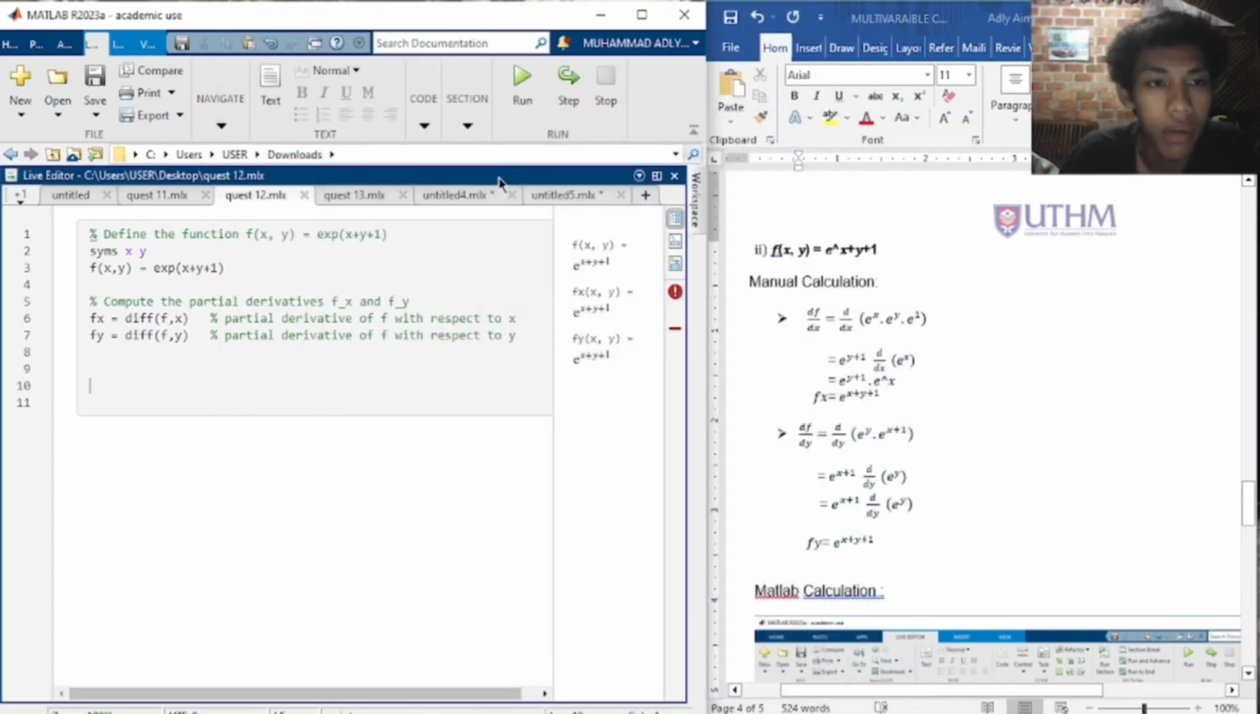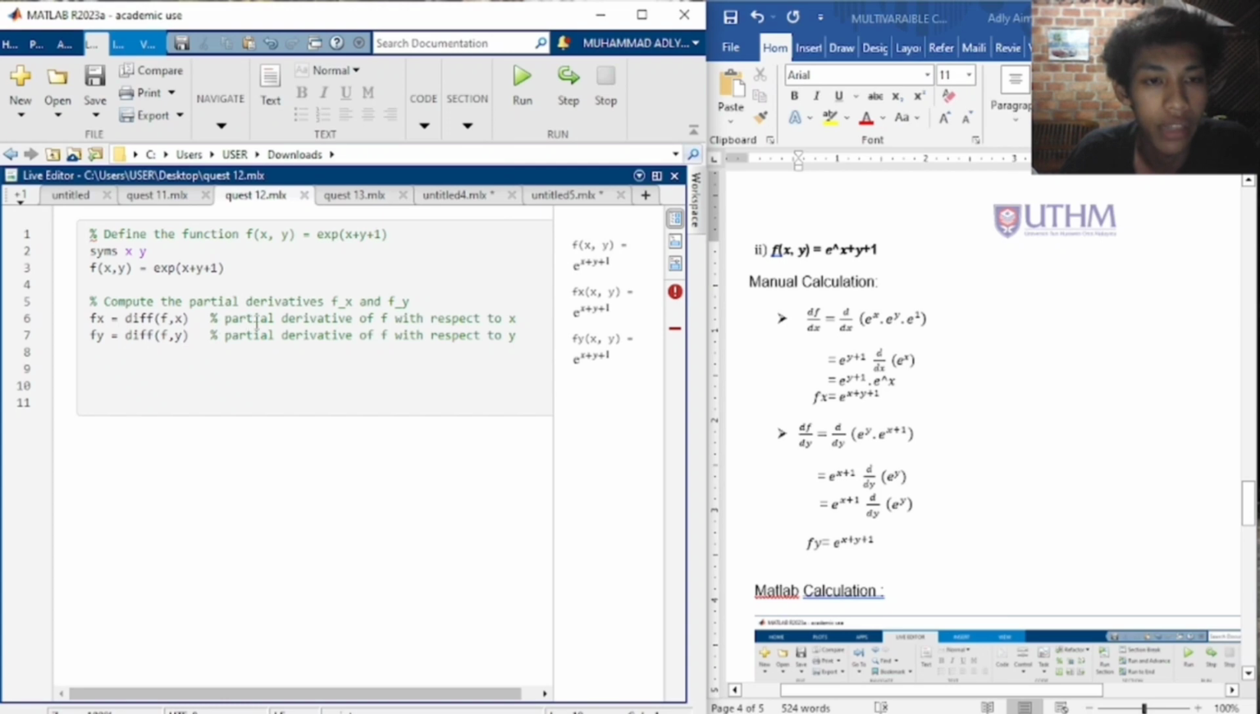So I will explain question 1 Roman 2 for our software. We use MATLAB. The first line is where we define the function f(x,y), and the second line is where we use syms x and y. Here is the equation on line 3. Then for line 5, we compute the partial derivatives fx and fy. For lines 6 and 7, line 6 displays the partial derivative fx, and line 7 displays fy.